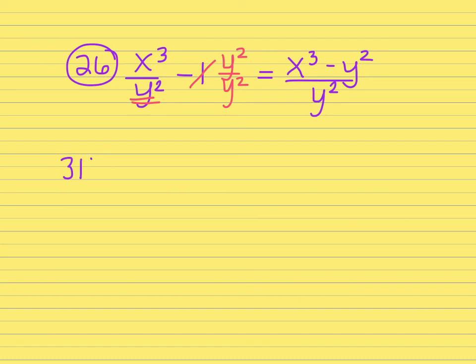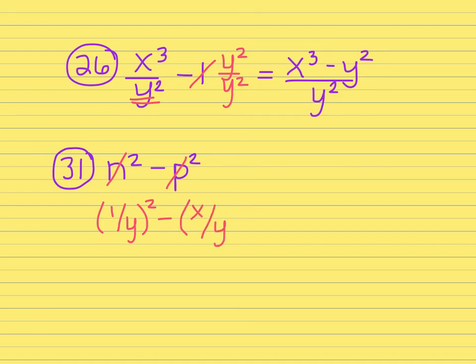So 31, and I'm not going to rewrite all of this on here, so you may want to look back at your packet to see what I'm referring to. But 31 tells you to do n squared minus p squared. But then they tell you that n is really equal to 1 over y. And then they tell you that p is really equal to x over y. And they're both being squared.